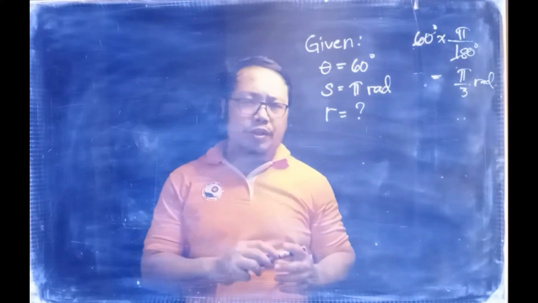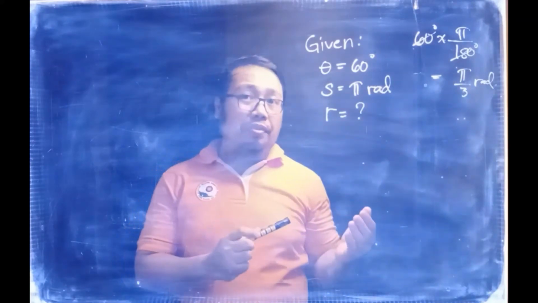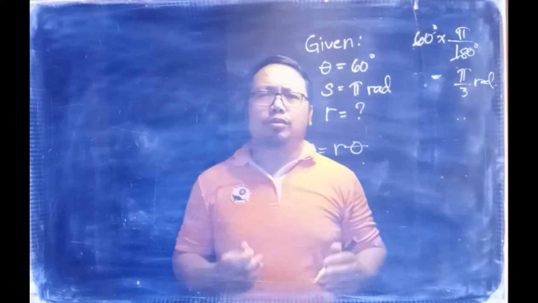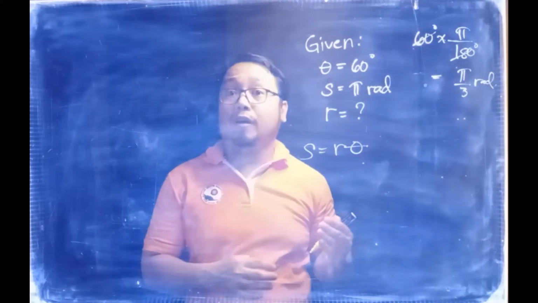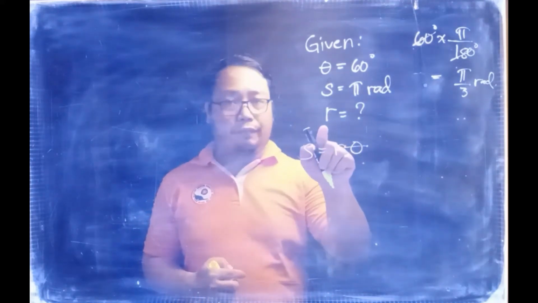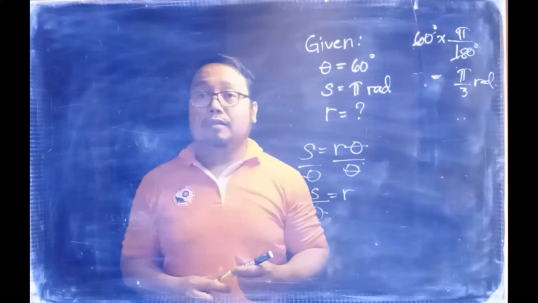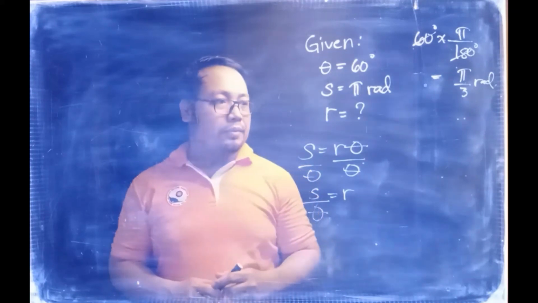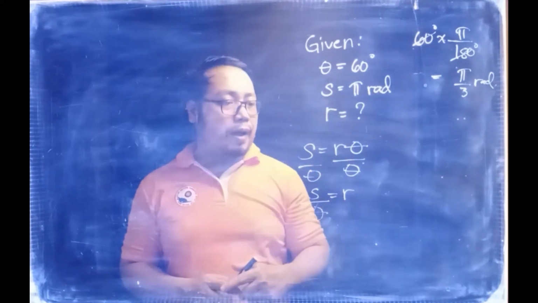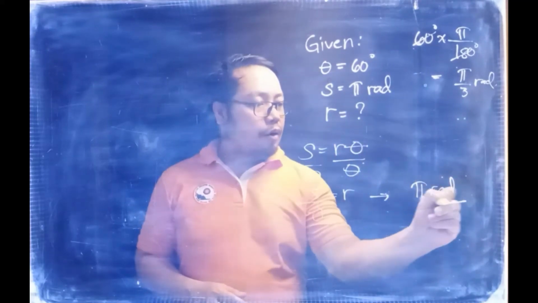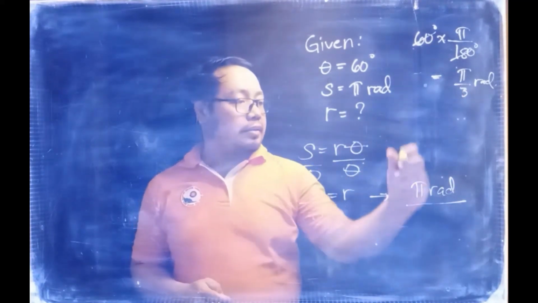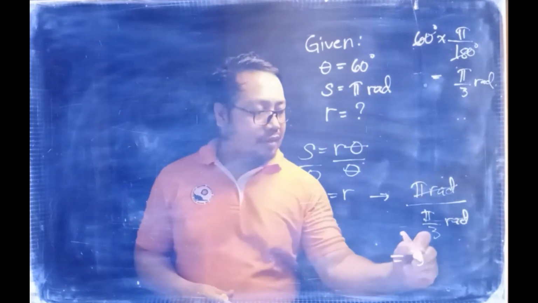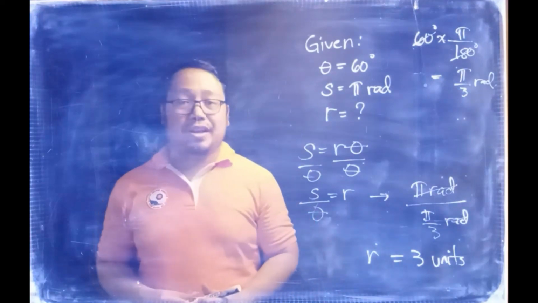So by using our mother formula, arc length equals radius times the central angle, we need to derive a new formula from the mother formula to get the radius. So to get the radius, you need to divide your arc length by the central angle. And our given arc length is pi rad over pi over 3 rad. Rad cancels out. So the radius is 3 units.